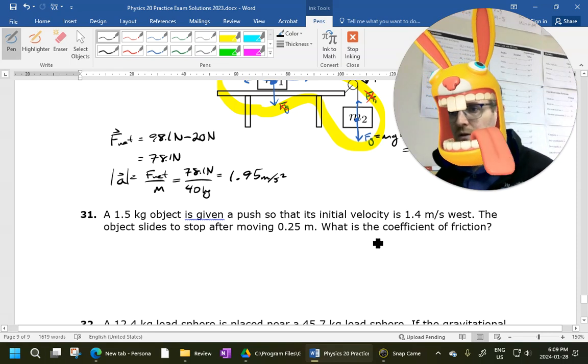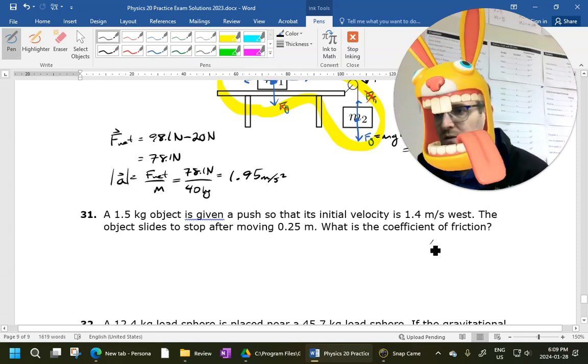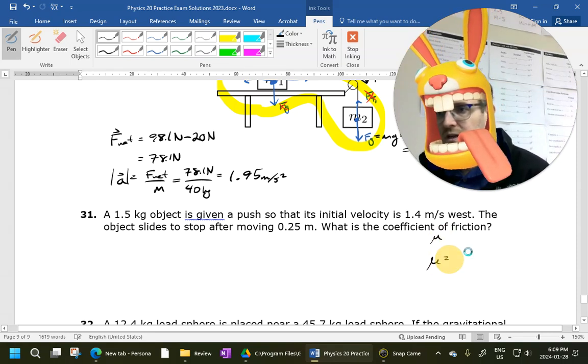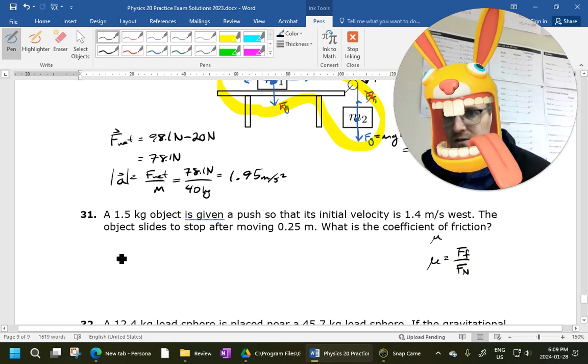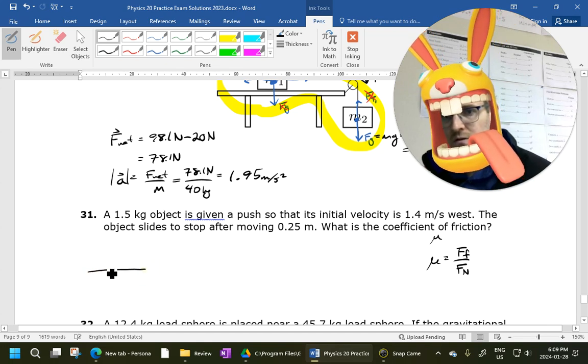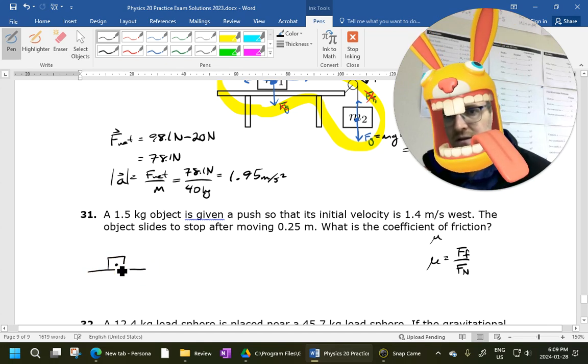Okay, so our goal in this one: find the coefficient of friction. So that's mu, right? To find the mu, we're going to need two things: the force of friction and the normal force. Now, I'm assuming it's on a horizontal surface here. We're on a horizontal surface.